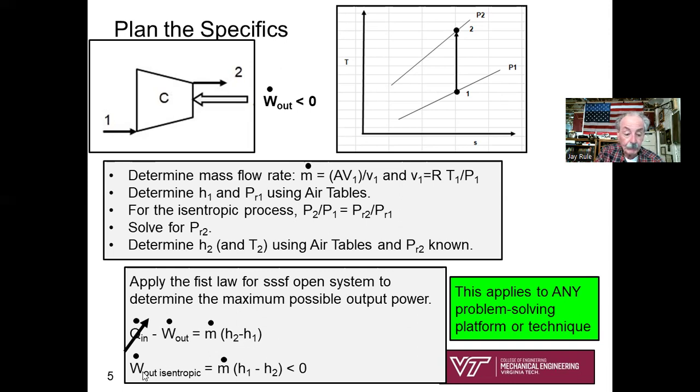And so lo and behold, W dot out, isentropic, I hope it's going to be a negative number, is equal to M dot times H1 minus H2. And so that's our solution approach. And notice here that all this written down stuff doesn't have anything to do with Excel. So you would write this sort of stuff down somehow, whether you're working in Excel or on pencil and paper or in MATLAB or Mathematica or whatever problem-solving platform you're using.